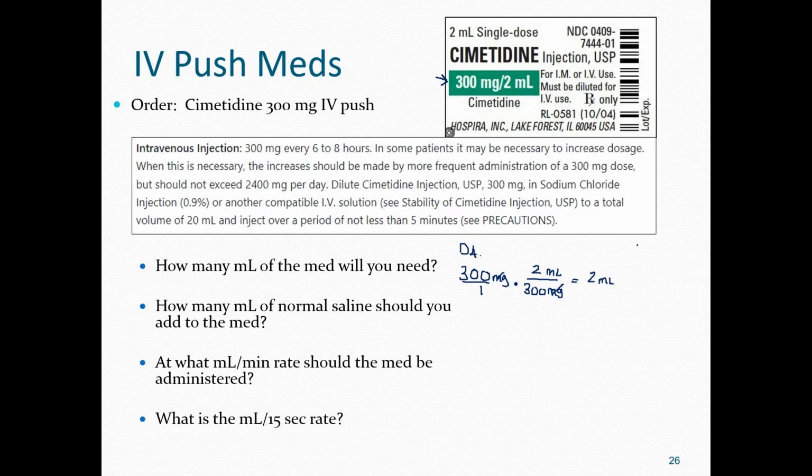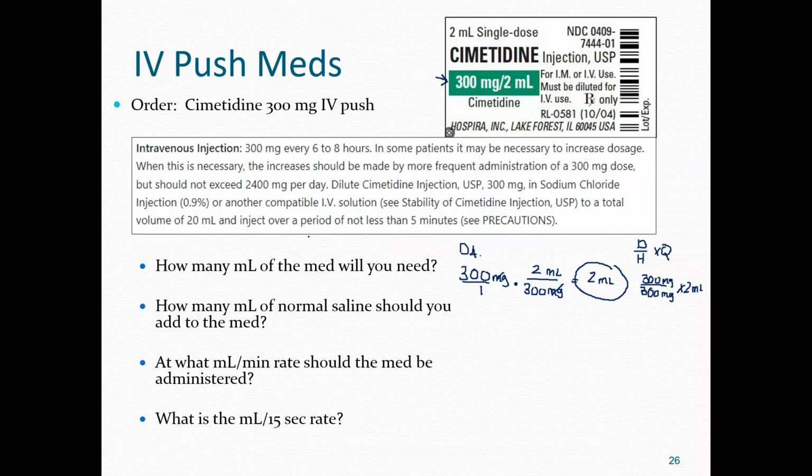The other way that we could do this exact same problem is with that nursing formula. So doctor's order over what we have times the quantity. So the doctor's order here is 300 milligrams. What we have on hand is 300 milligrams, and that is in the quantity of 2 mL. And you can see that that would lead us to the exact same answer of 2 mL of this medication.